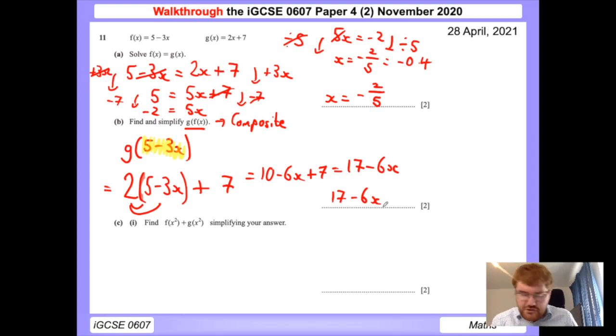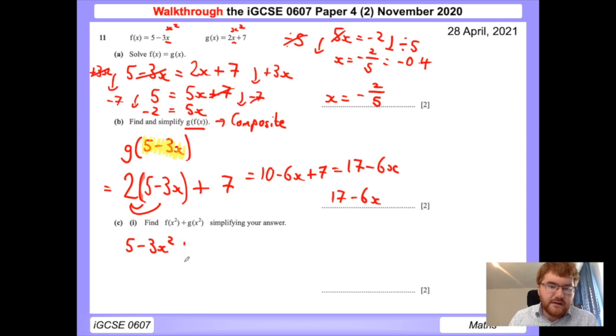And this one, they're trying to modify these questions slightly to make them slightly harder over the years, is now we need to work out f of x squared plus g of x squared and then simplifying the answer. So the way we do this is instead of having an x where we had in our linear functions, we replace that simply with an x squared. So wherever we see an x, we're going to replace with an x squared. So we get 5 minus 3x squared plus 2x squared plus 7.